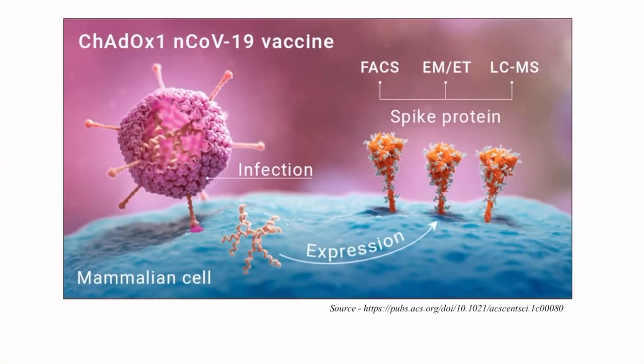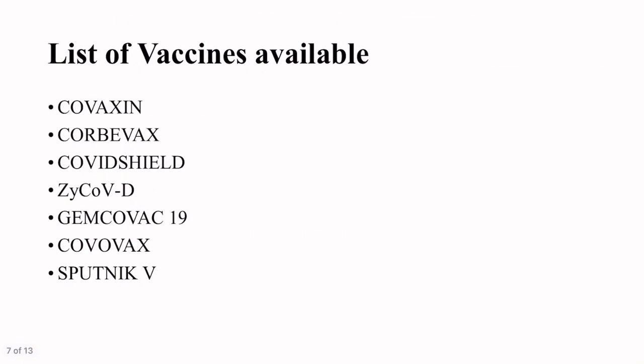This graphic shows a variant of COVID virus and it shows the spike proteins. The list of vaccines available in India are COVAXIN, CORBEVAX, COVISHIELD, ZyCoV-D, Gemcovac-19, COVAVAX and Sputnik V.